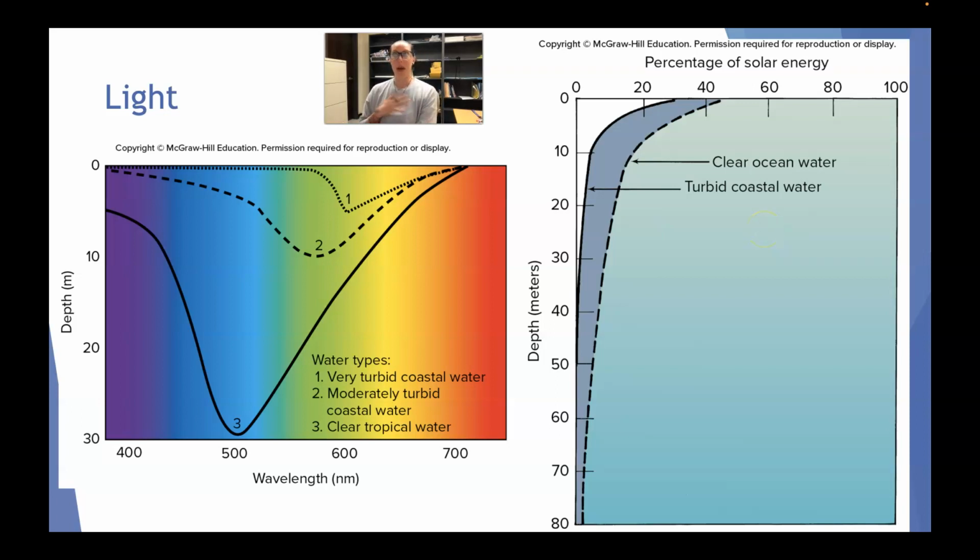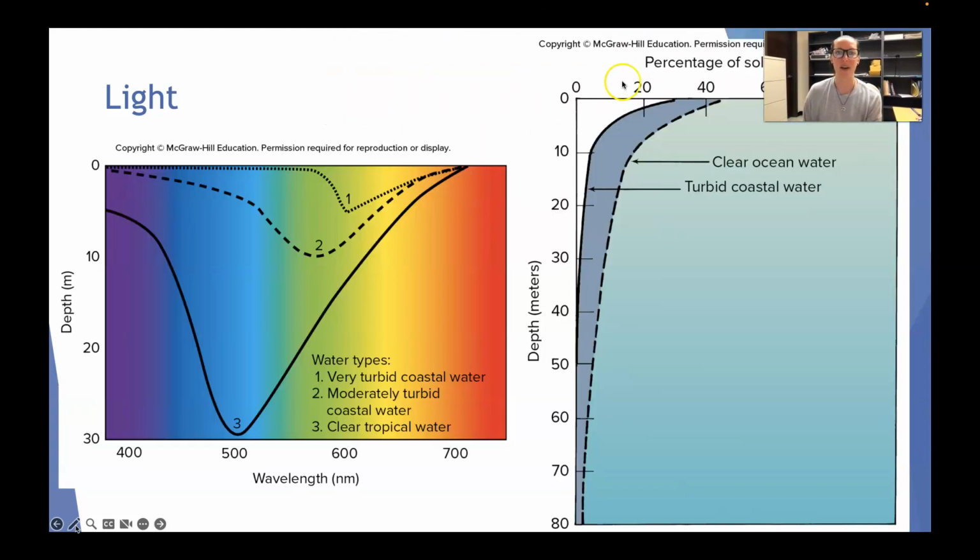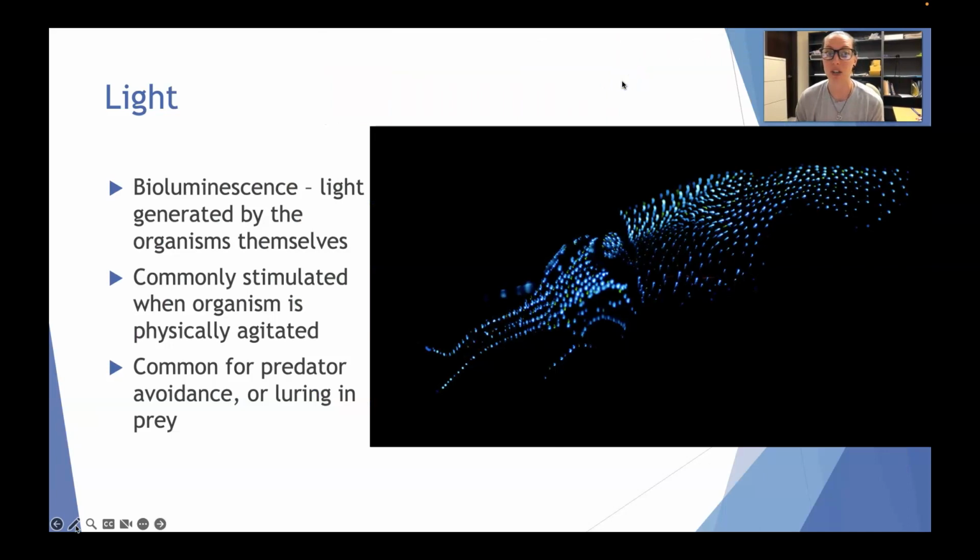Another adaptation in terms of light is what happens when a creature can light up its skin, which is kind of fascinating, and that's called bioluminescence. Bioluminescence is the light generated by creatures themselves. This is commonly stimulated when the organism is physically agitated. It's common for predator avoidance, luring in prey, attracting mates, or to see. I mean, it's really quite fascinating.